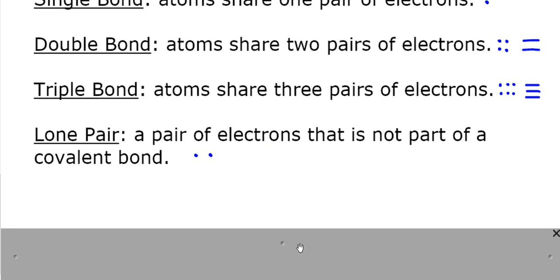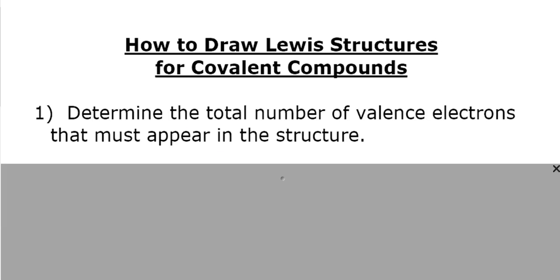So now what we're going to do is learn how to draw these structures. There's a series of steps that are helpful to learn, so we'll walk through those steps and we'll practice a few examples together. If you're not sure about what some of these steps mean, don't worry, we will come back to them and refer to them when we walk through our examples. The first thing you want to do is determine the total number of valence electrons that must appear in the structure. We'll go over how to do that next.